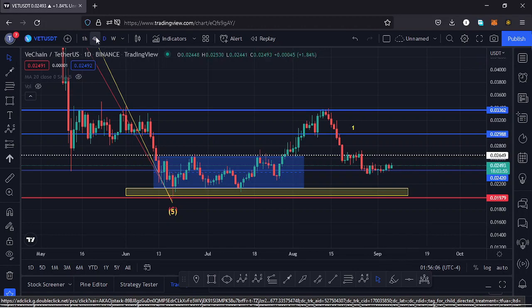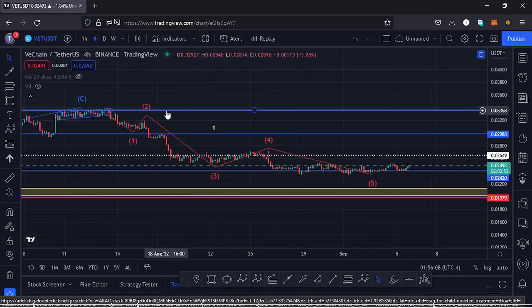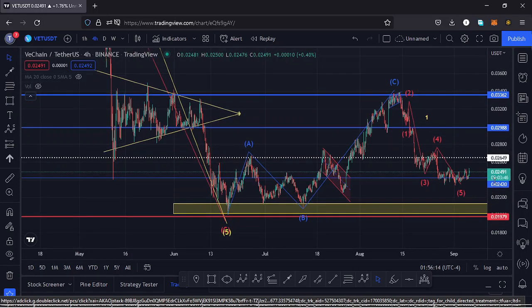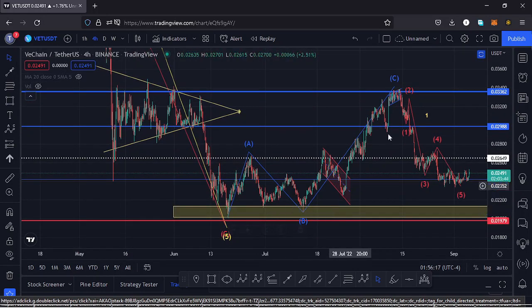And if I jump to the 4-hour chart for further analysis, here on the 4-hour chart, after making our low at around the $0.02 mark, we have been seeing a very nice pump to the upside before we saw a very nice retracement to the lower side.